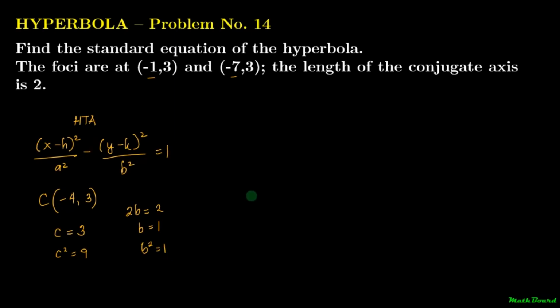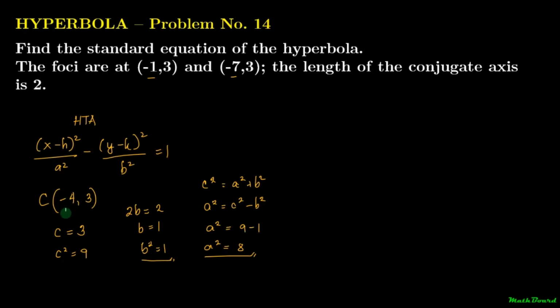Kailangan natin yung value ng a squared. Kung babalikan, c squared equals a squared plus b squared. Ngayon, ang nawawala ay si a squared. So, ang formula dyan ay a squared equals c squared minus b squared. Then, a squared is equal to 9 minus 1. And that is equal to 8. Okay? Then, ito ang ating b squared. So, ang center ay negative 4, 3.